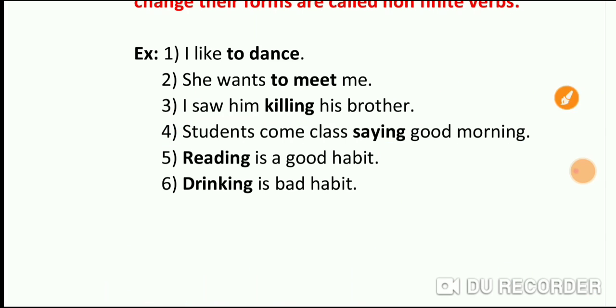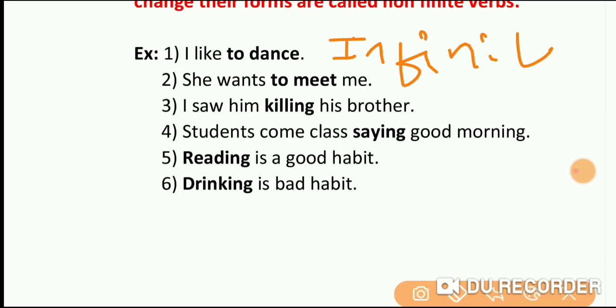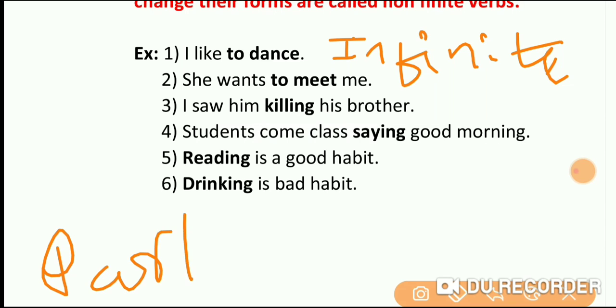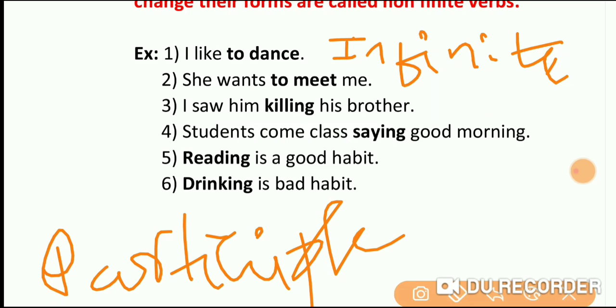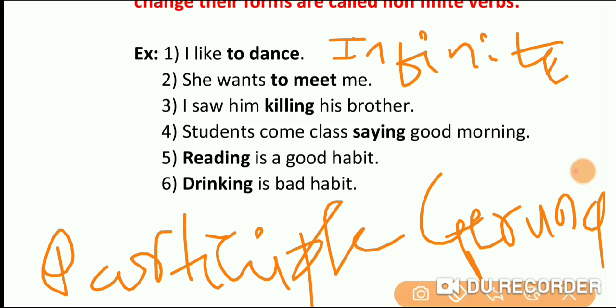So the first type of non-finite is infinitive. The second type is called participle. The third is called gerund. Okay, you will get this in the grammar book.